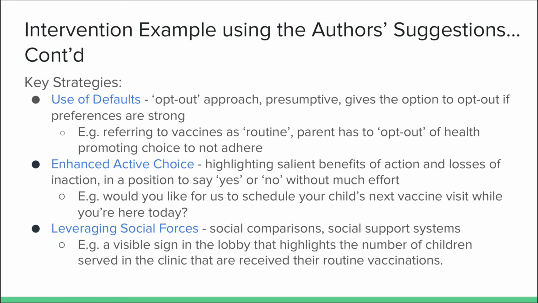An example of using social leveraging forces in a pediatric setting to increase vaccine adherence might include a visible sign in the lobby that highlights the number of children served in the clinic that have received their routine vaccinations. This is a simple way to advertise a fact related to the population that the pediatrics serves, but also creates a comparison opportunity for the parent sitting in the lobby.